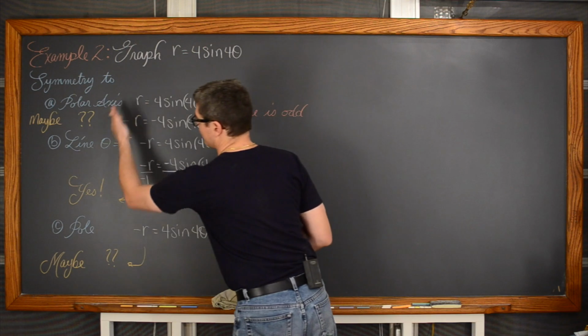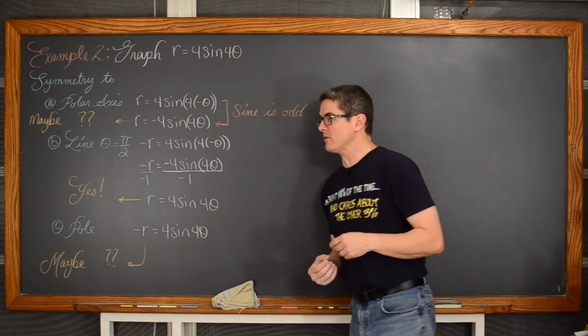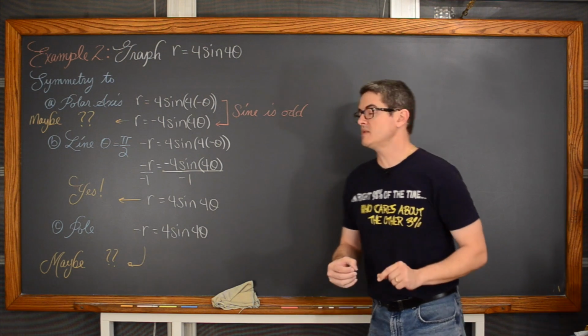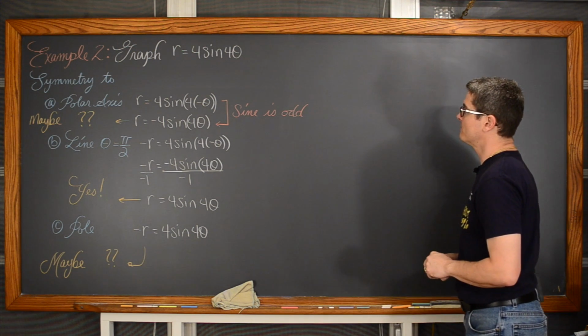It failed the symmetry of the polar axis and the pole. But again, that doesn't mean it's not going to be symmetric. It just means we're not guaranteed for that to occur.